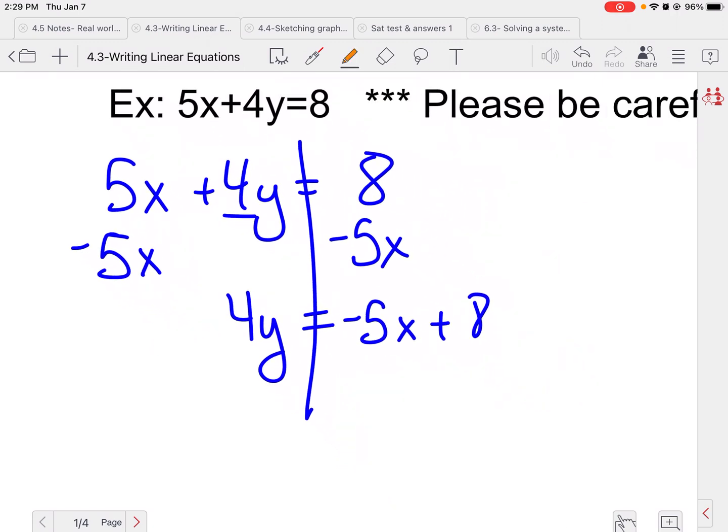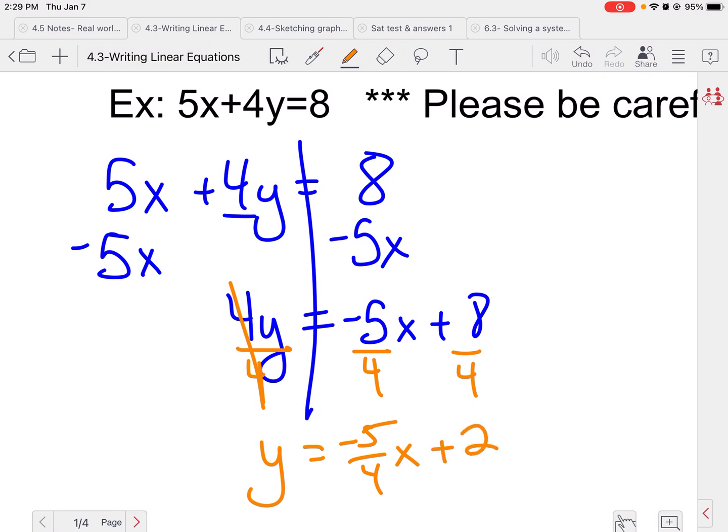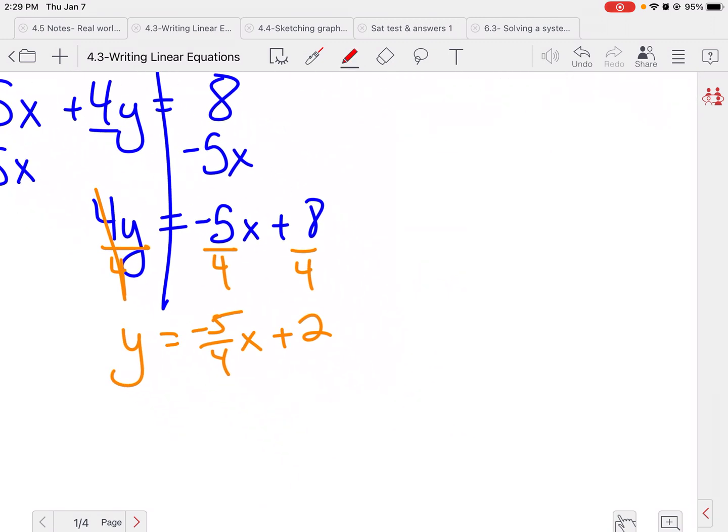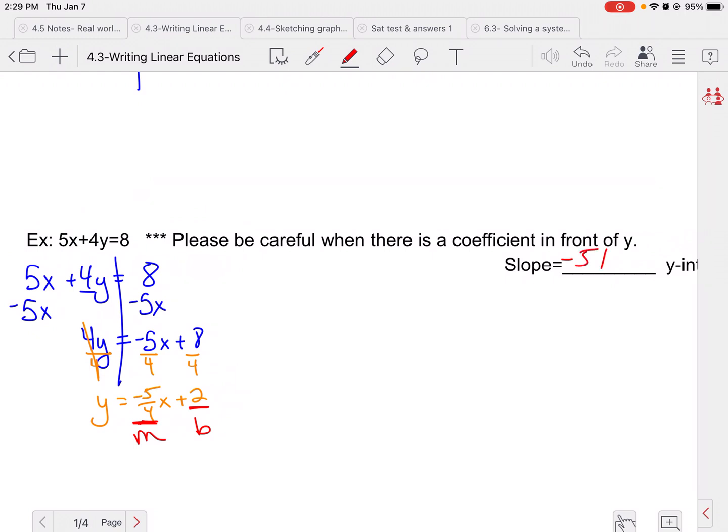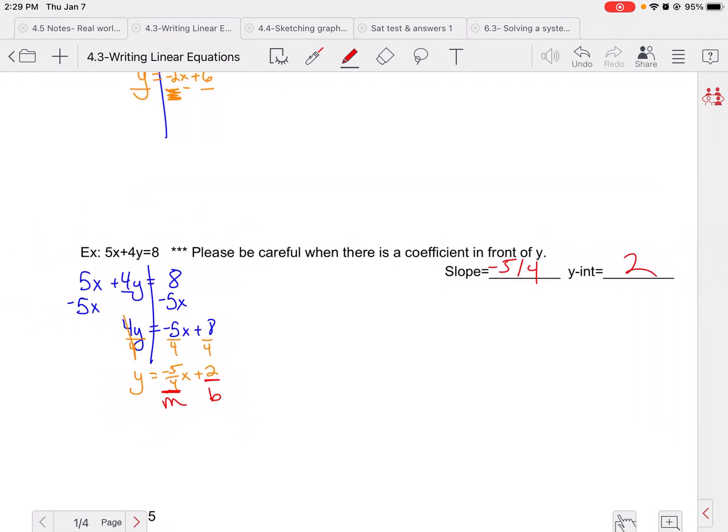Okay. Now, 4 is stopping y from being by itself, so I'm going to divide by 4. Now, usually we would just divide the entire side by 4. But just to make my life a little easier, I'm going to divide each piece by 4. It means the same thing. So this 4 and 4 cancel, so I'm left with y. This is just negative 5 over 4, okay? Plus 8 divided by 4 is 2, okay? And again, I don't mind that I have a fraction of 5/4 there because that's my slope. So this is my slope because that's m, and this is b. So I have my slope and my y-intercept. So my slope is negative 5 over 4, and my y-intercept is 2.